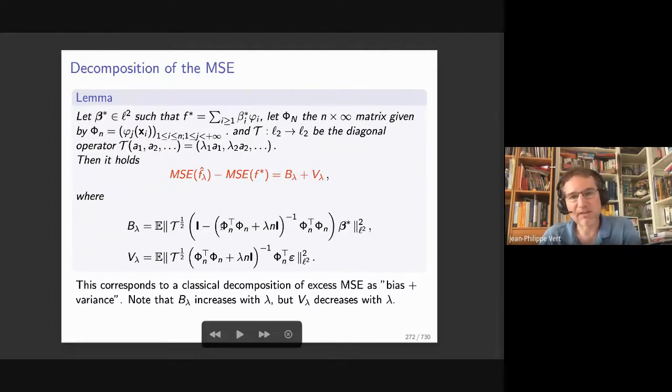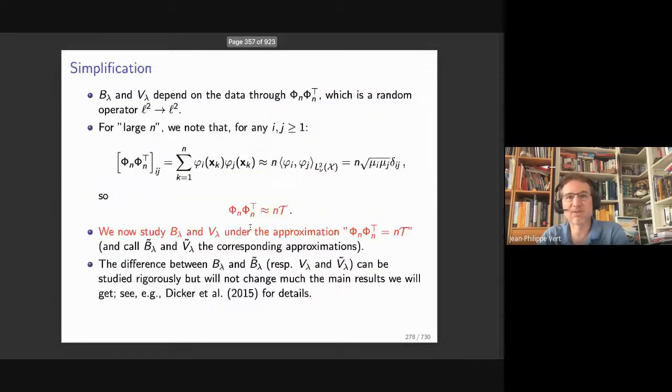will directly replace phi n transpose phi n by its expectation. So what I mean by that is that if you assume, for example, that n is large, then phi n transpose phi n will converge to a matrix, which in fact I write here. You can show that it converges when n is large to a matrix which is just a diagonal matrix, a very simple matrix.